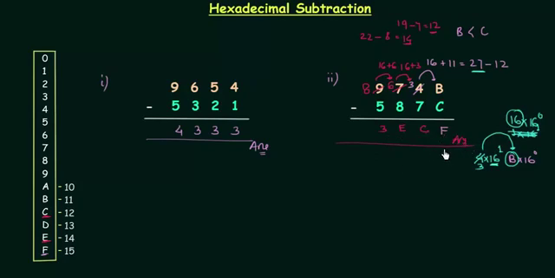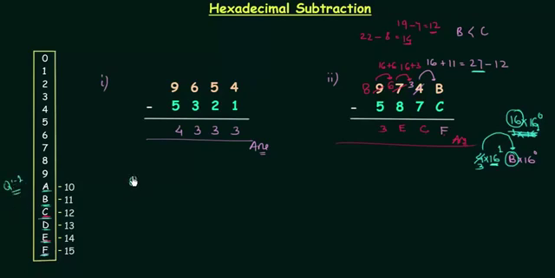Now we will move to the homework problems. In the first homework problem, you don't have to subtract anything, but you have to tell me why we represent 10 as A, 11 as B, 12 as C, 13 as D, 14 as E, and 15 as F. Why do we use A, B, C, D, E, F as the representation in the hexadecimal number system? This is question number 1.